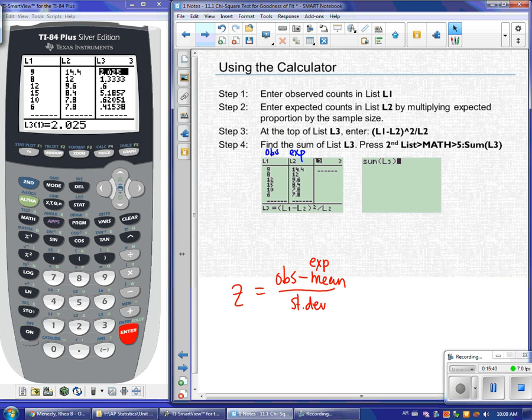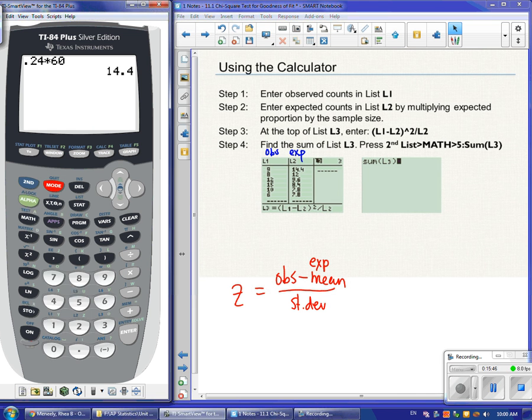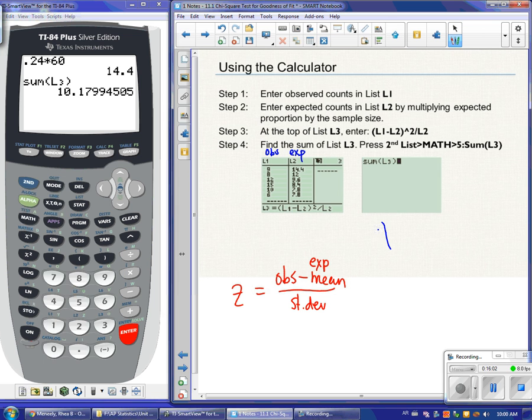And then once you have all those values, you want to take the sum of list 3. And we're going to do this on our home screen. To get to that command, we're going to go to second list or second stat, scoot over to math, and then you'll see that option 5 is your sum. So we're going to take the sum of list 3. And when we do that, that is going to be our chi-squared test statistic. So we know now that chi-squared is equal to 10.1799, which is going to round to 10.18. So this chi-square value is very similar to T or Z. It's a standardized statistic that accounts for all of those differences in the counts.